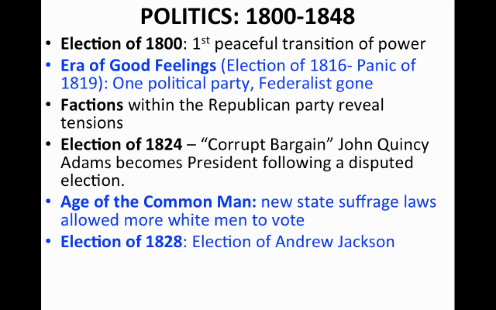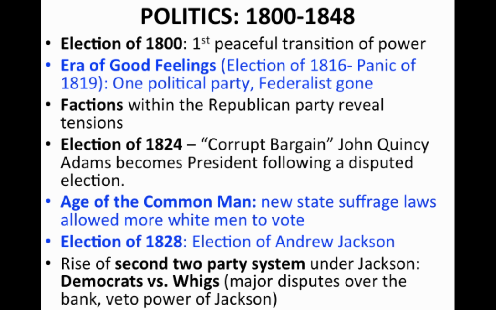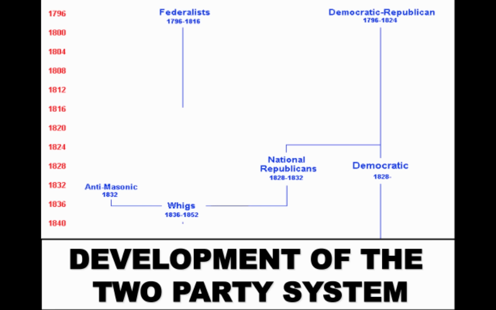And of course, in 1828, you get the election of Andrew Jackson in a rematch against John Quincy Adams. And during Jackson's presidency, you have the rise of the second two-party system, where under Andrew Jackson, the Democrats versus the Whigs. And the Whigs are going to be the opponents of Andrew Jackson.